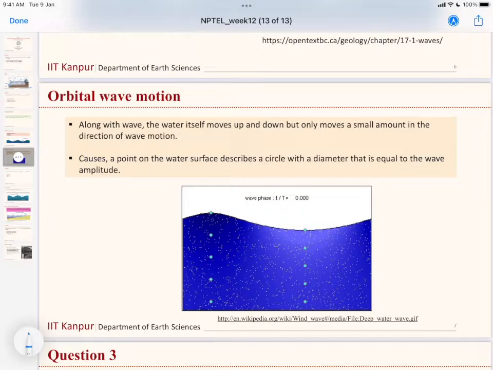There you will find that the topmost point on the surface forms an orbital kind of movement, and the radius of the circle is directly proportional to the amplitude of the wave. This phenomenon is not restricted to the surface of the water; it transfers to deeper depths as well, but it has a limitation, a depth of penetration. We will see what this depth is in the next question.